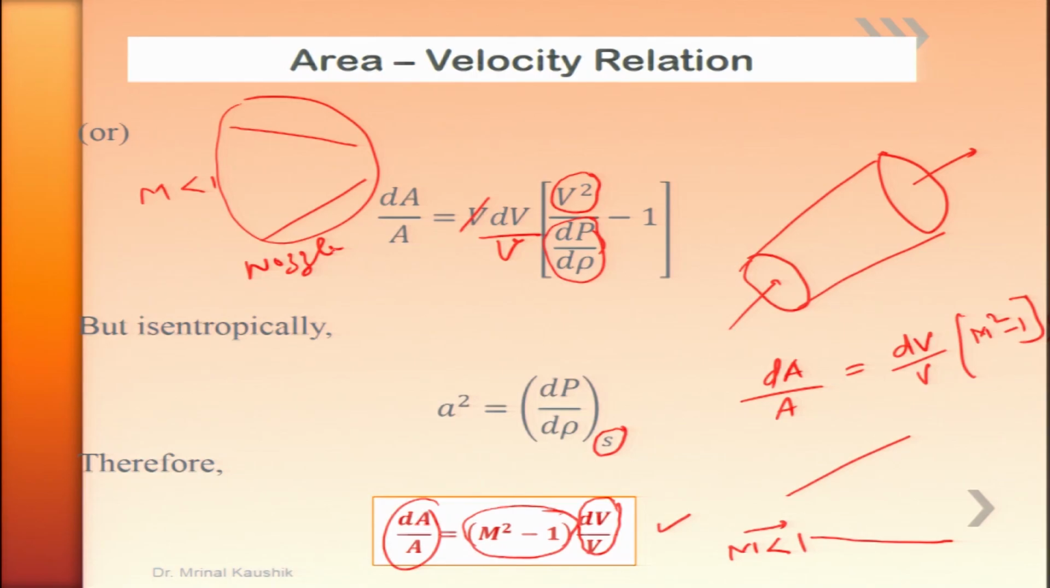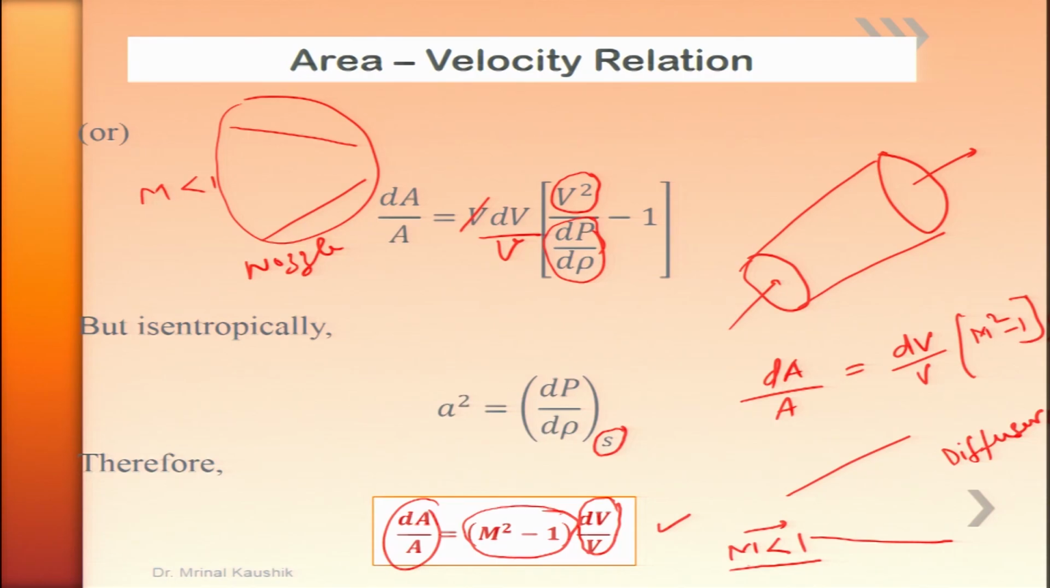Whereas when the incoming flow is subsonic and you are increasing the area, the flow speed will decrease. In this case, this is called a diffuser. This essentially gives the definition of the passage.